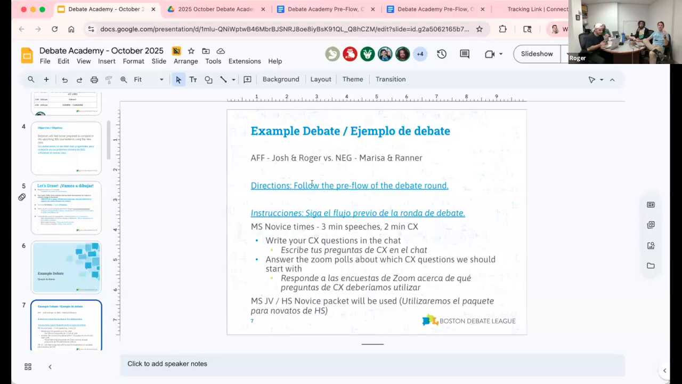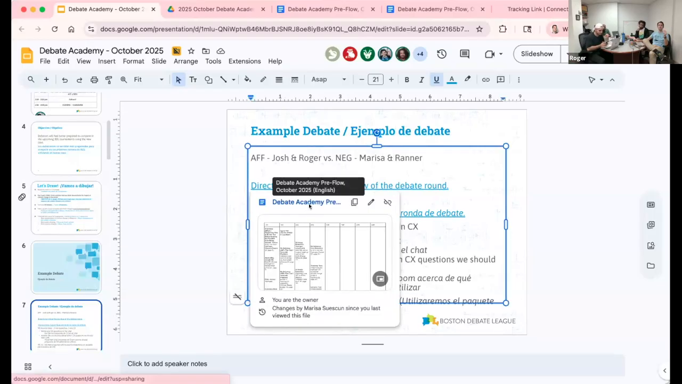So there's what we call a pre-flow. On here, if you click on this link in English or in Spanish, a pre-flow means a note-taking system in which we've written what evidence we're going to use in advance of the debate. So you won't need that for your debate rounds, but you will need a blank flow sheet for your debate rounds so that you can take notes while you go. The reason why we filled this in already is so that you can see what evidence we're going to read and know exactly what cards, what pieces of evidence we're referring to while we debate.